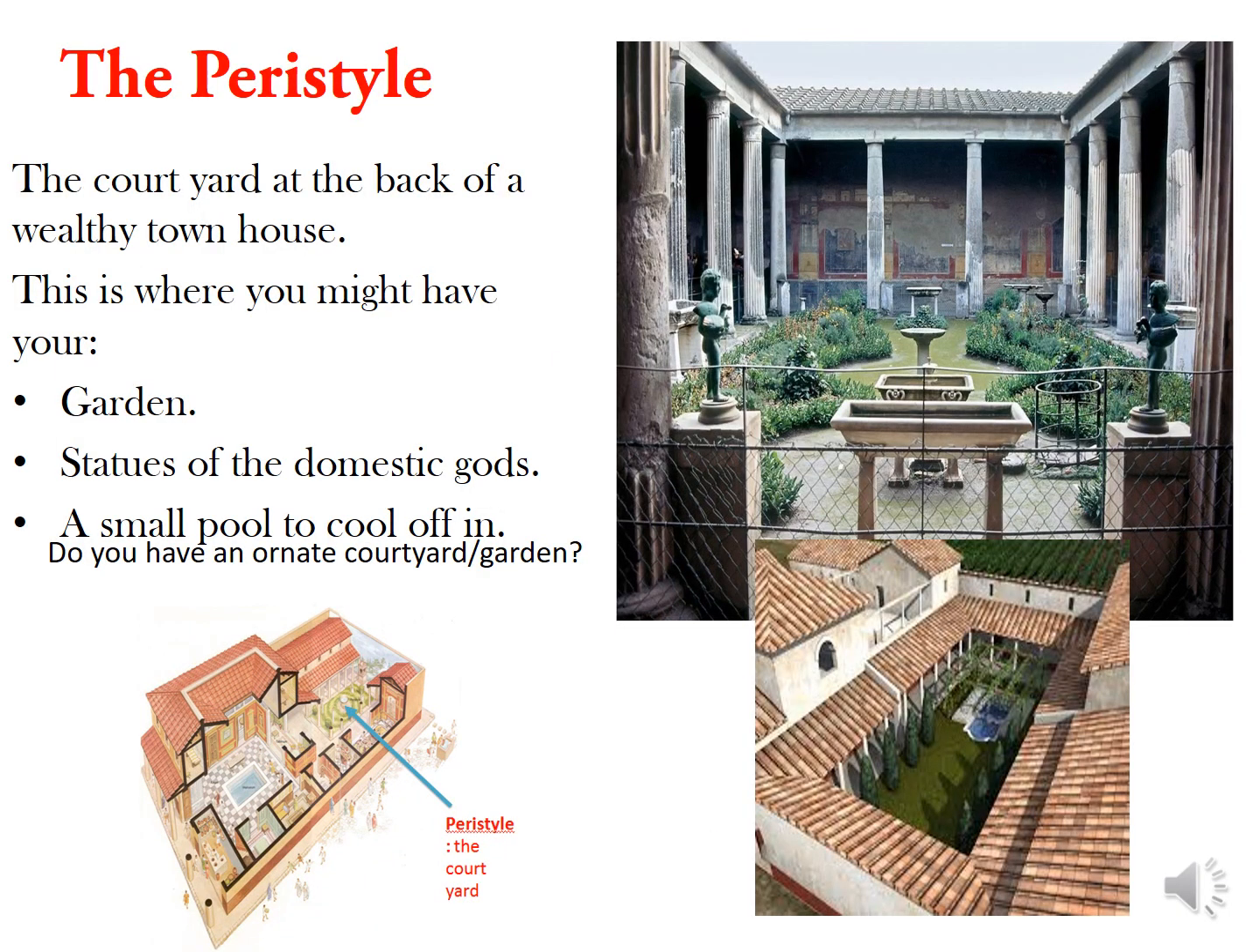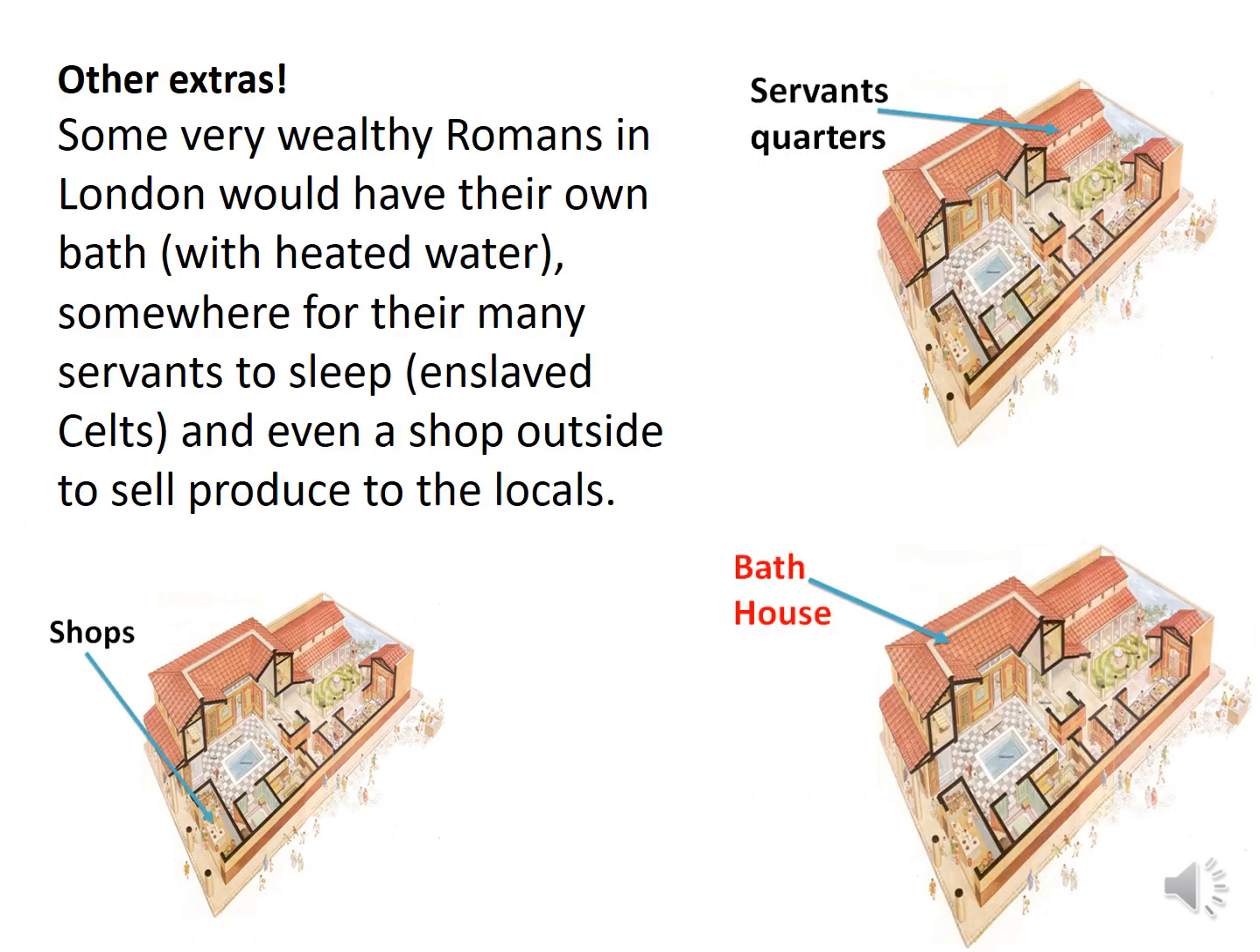Then we have the peristyle, the courtyard at the back of a wealthy townhouse. This is where you might have your garden, statues of the domestic gods, and a small pool to cool off in. Do you have a garden? Do you have a courtyard? Do you have statues of domestic Roman gods? Can you annotate the peristyle on your diagram, please?